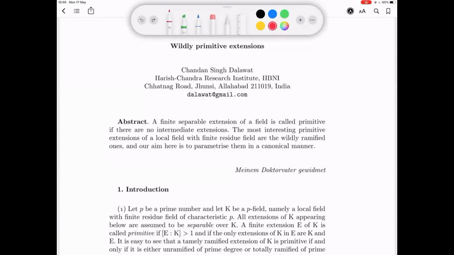Okay, so let's start. So we are going to wrap up everything this week, right? We are going to put everything together. So what is going to be the final aim? As I said, our aim is to classify, given a P field K, so P is a prime number, right?